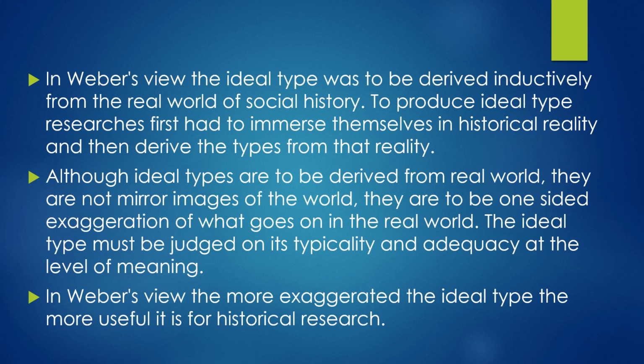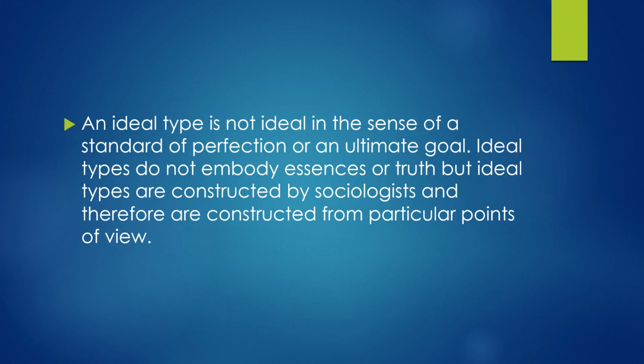The ideal type must be judged on its typicality and adequacy at the level of meaning. In Weber's view, the more exaggerated the ideal type, the more useful it is for historical research. An ideal type is not ideal in the sense of a standard of perfection or an ultimate goal. Ideal types do not embody essences or truth, but are constructed by sociologists and therefore are constructed from particular points of view.